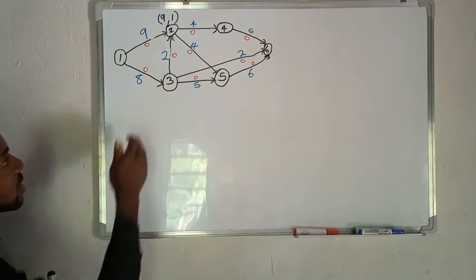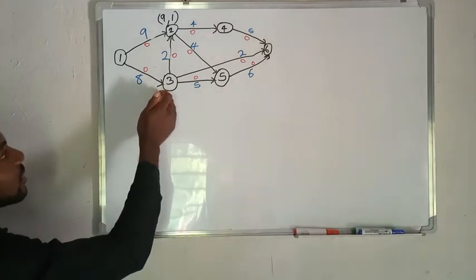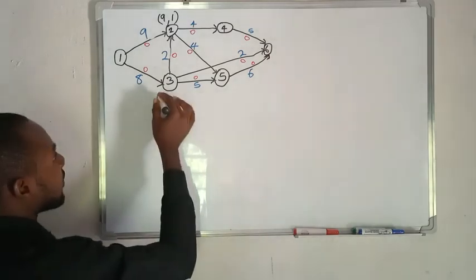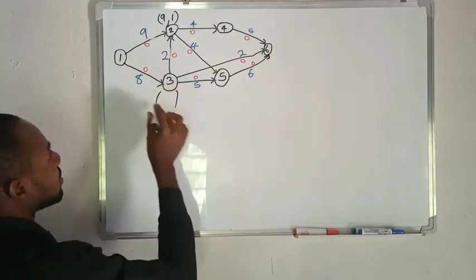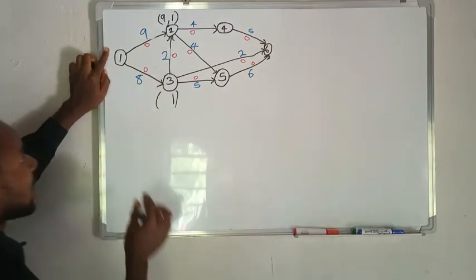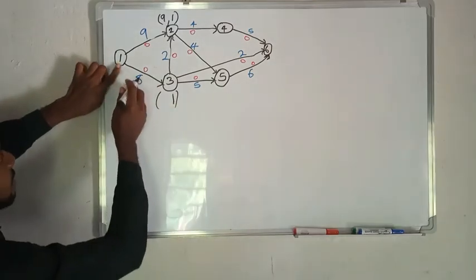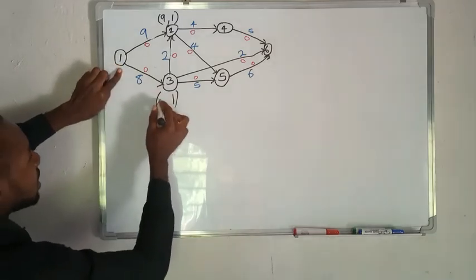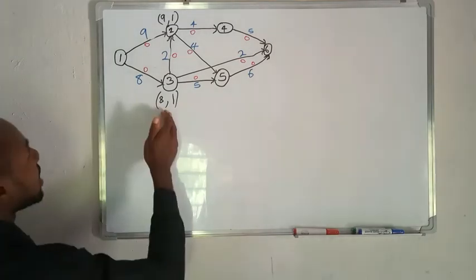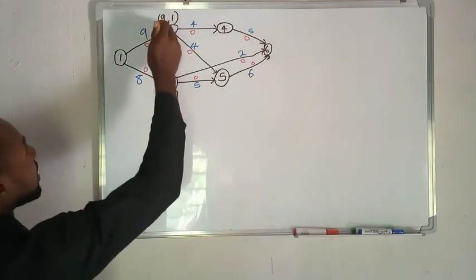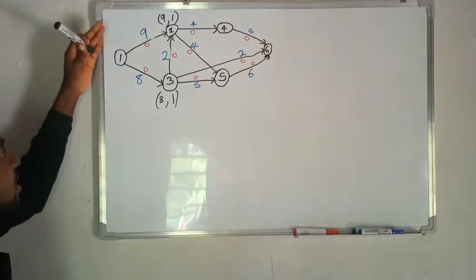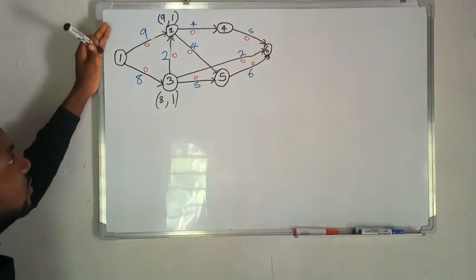And so we go to the next node, which is connected to 1, and this is 3. We label 3 here, and since 3 is connected to 1, we write out 1 here, and then we check the capacity that is flowing from 1 down to 3, and that is 8. So we have 8 comma 1 here, and I will have 9 comma 1 for node 2.